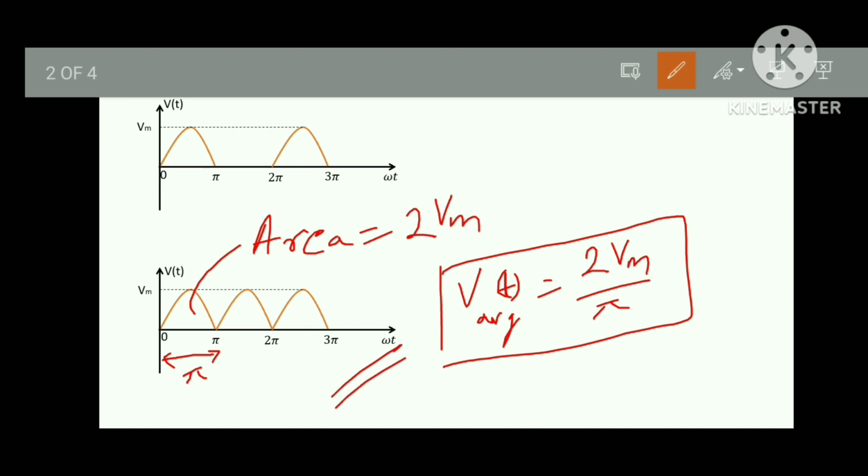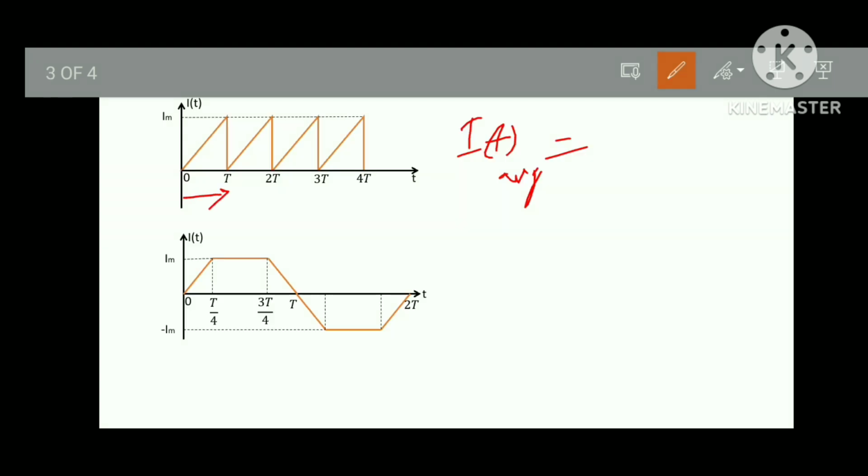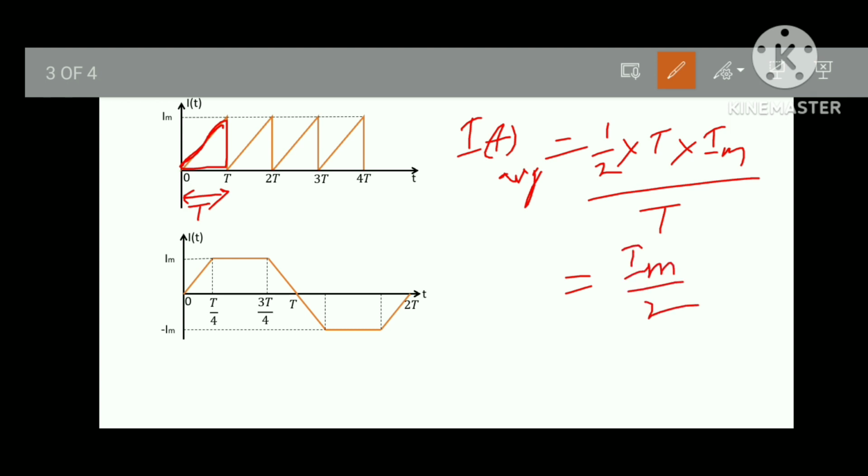So let's see the next example. For I average, here the time period is T. This is a triangle, right? You know the area of a triangle is half into base into height, and the average is area upon time period T. So Im upon 2 is the average value of this waveform.